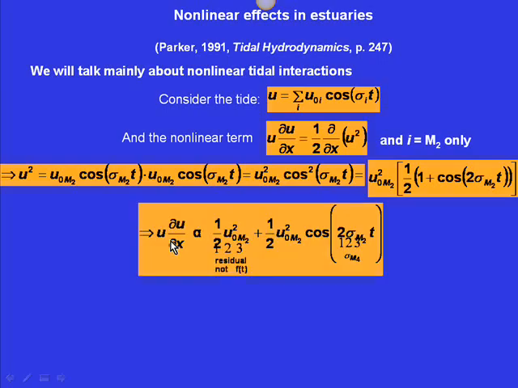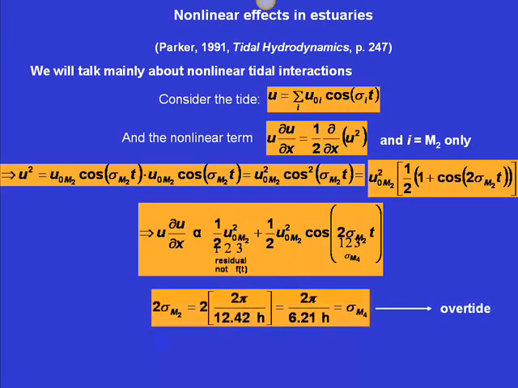So again, that's explained here. The advective term then is proportional to a residual term that's not a function of time, and a harmonic that has twice the frequency, which is the frequency of the M4. So twice the frequency of the M2 is twice 2 pi over 12.42 hours. So we have 2 pi over 6.21 hours. And that's the frequency of the M4.